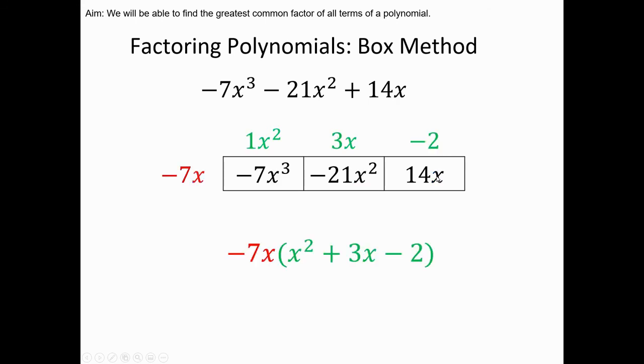So now, what we're going to do is take our answers, and I'm just going to put the negative 7x. This is our greatest common factor. That's as much as we could take out. It's on the outside right here. And everything that is left over, x squared, 3x, minus 2, gets put in parentheses. What's really neat about this is if I took negative 7x and multiplied it by every single term, I would get what we originally started with.